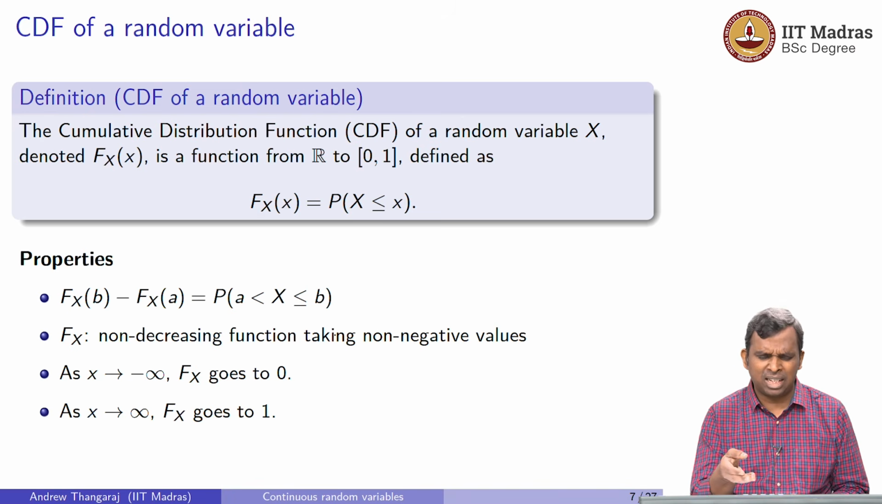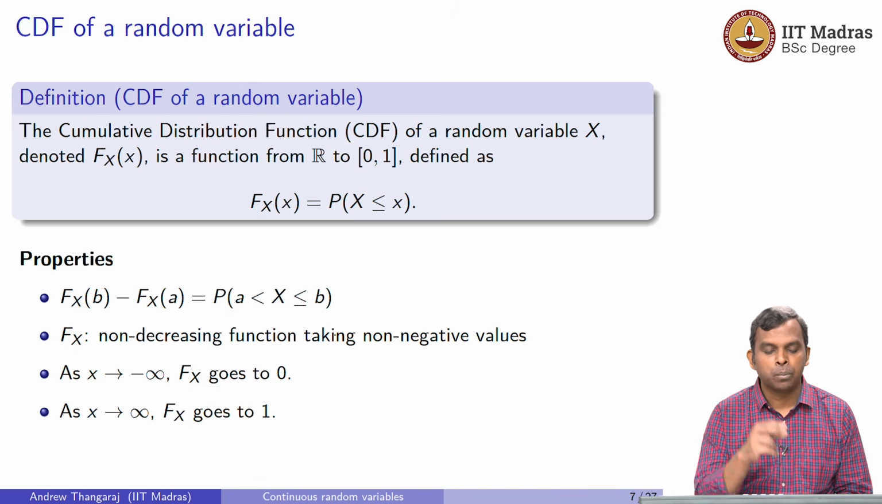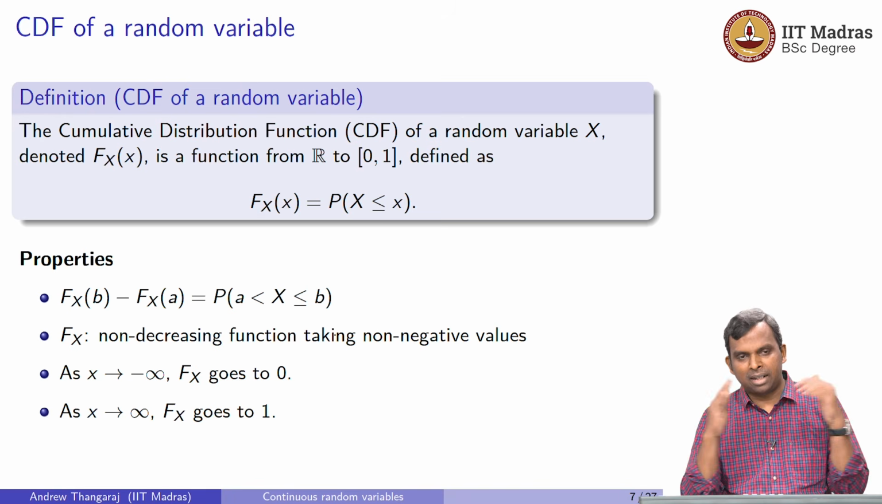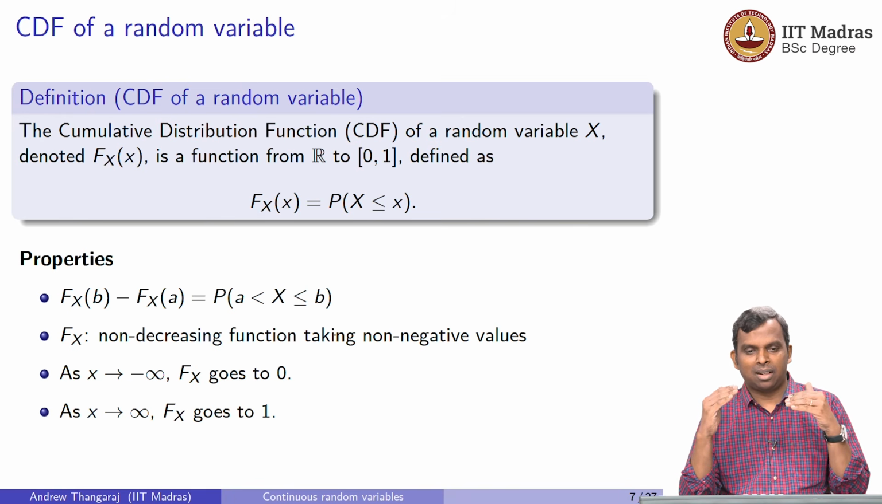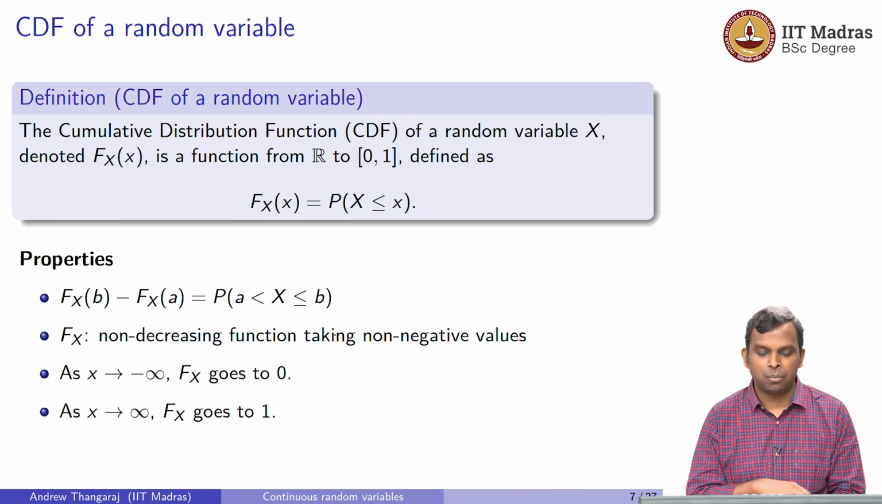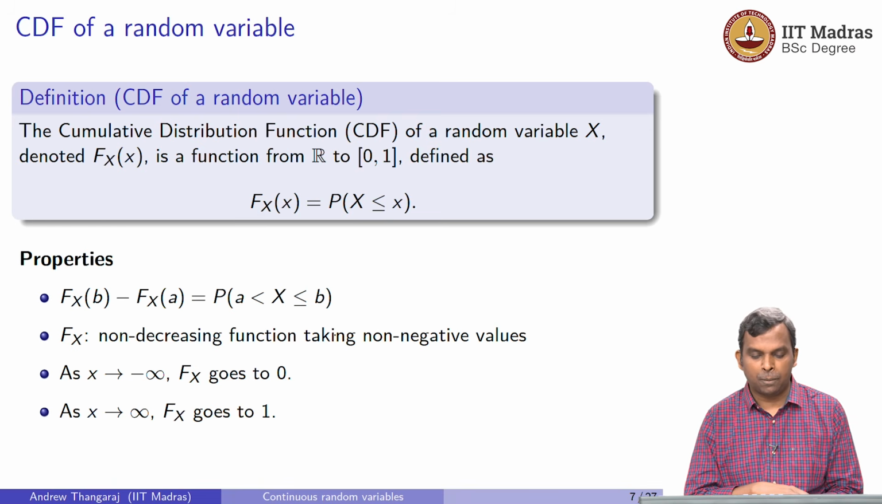It's a very nice property. It's very easy to prove. F_X(b) is the probability that X is less than or equal to b. F_X(a) is the probability that X is less than or equal to a. If you subtract these two, you will get all the values of X which are less than or equal to b, but greater than a. That's exactly this case. So it's a very easy derivation.